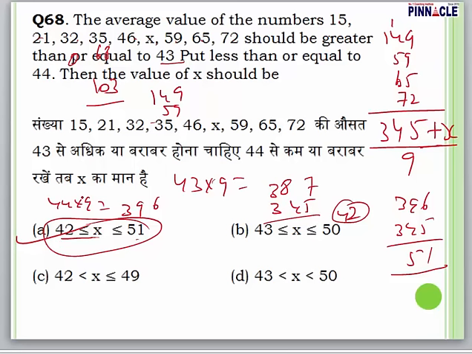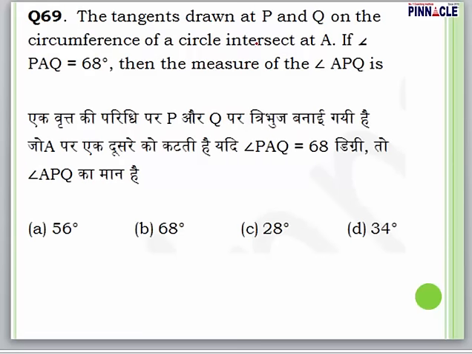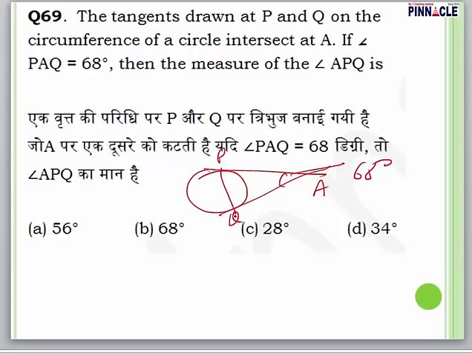Next question number 69. The tangents drawn at P and Q on the circumference of a circle intersect at A. If PAQ is 68, then the measure of APQ would be how much? Now this is given, the tangents drawn at P and Q on the circumference. These are tangents P and Q. The circle intersect at A. If PAQ is 68, then we have to find the value of APQ.